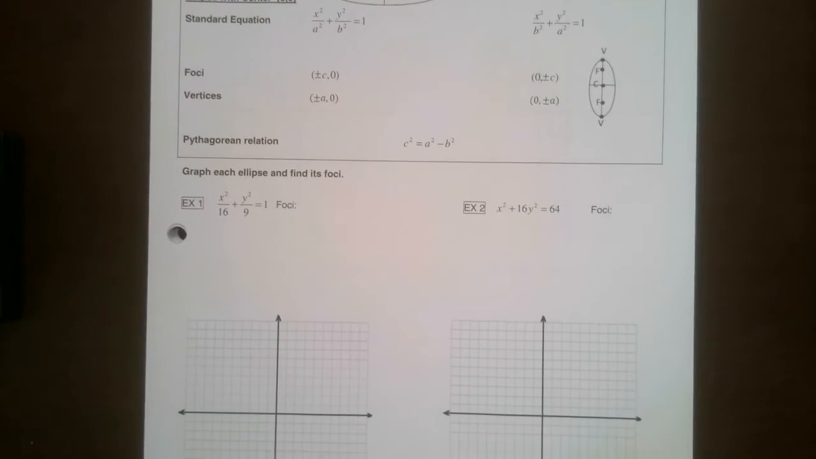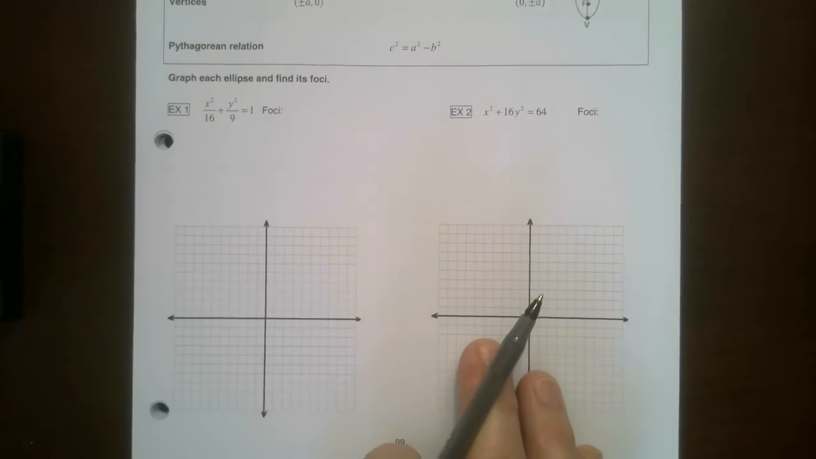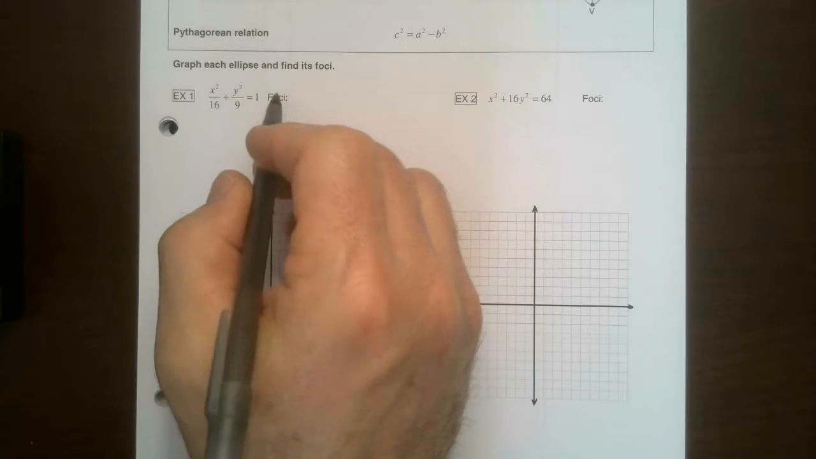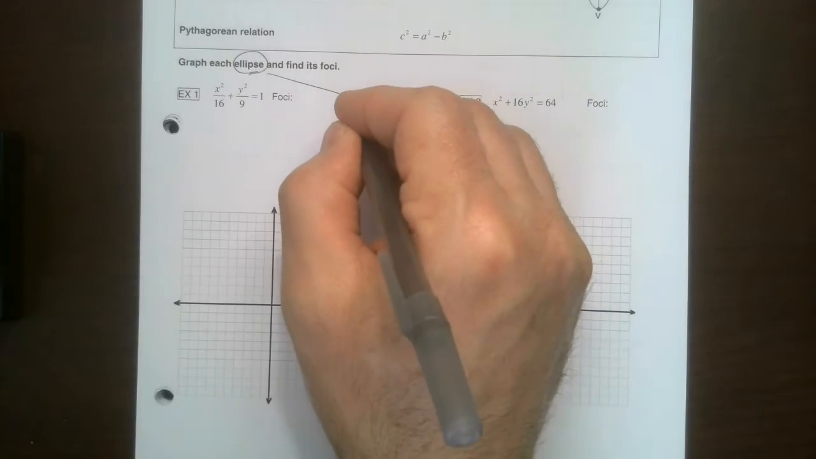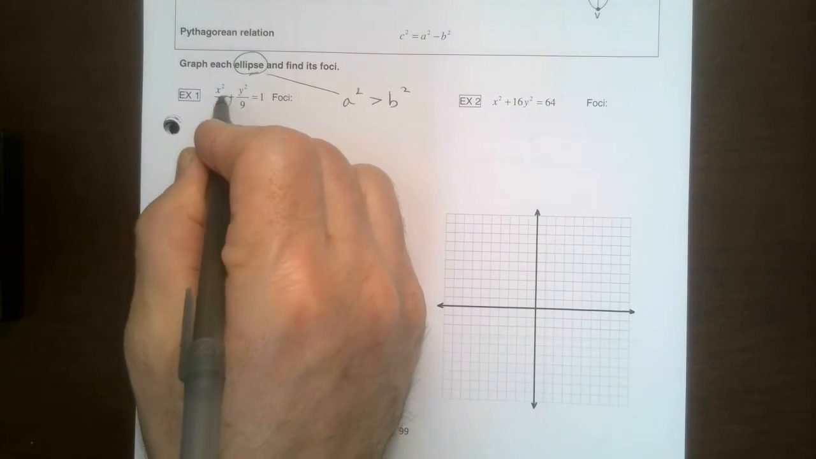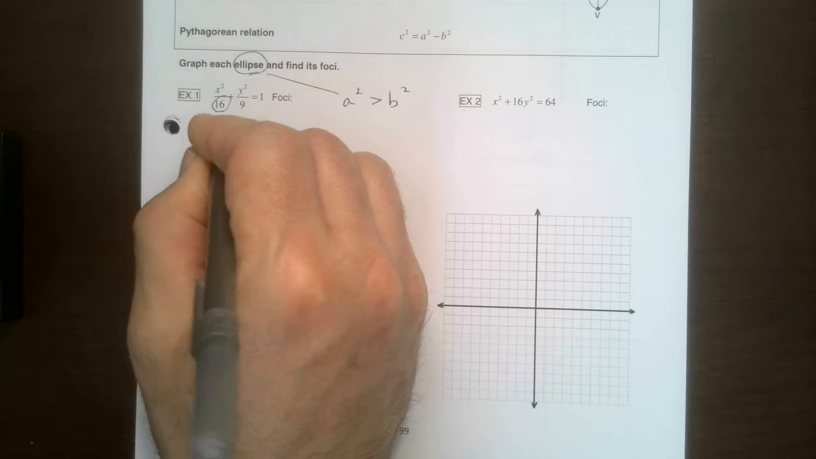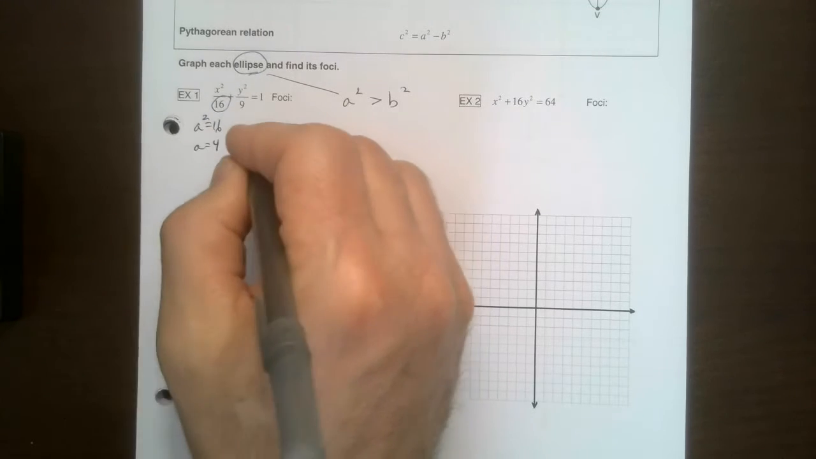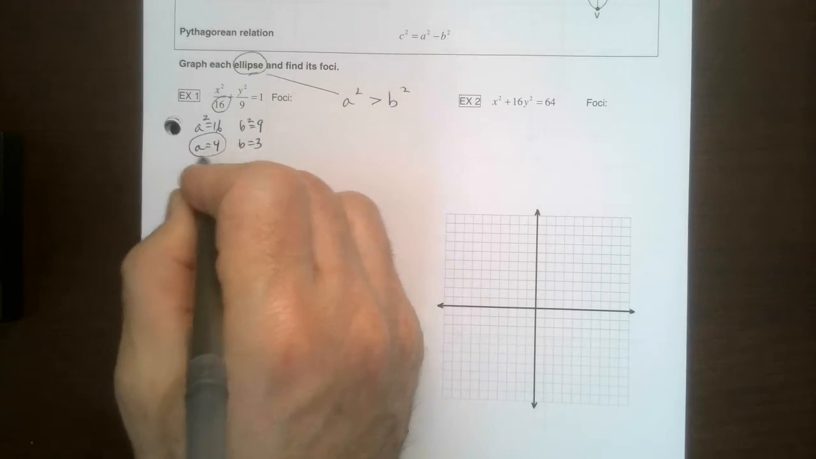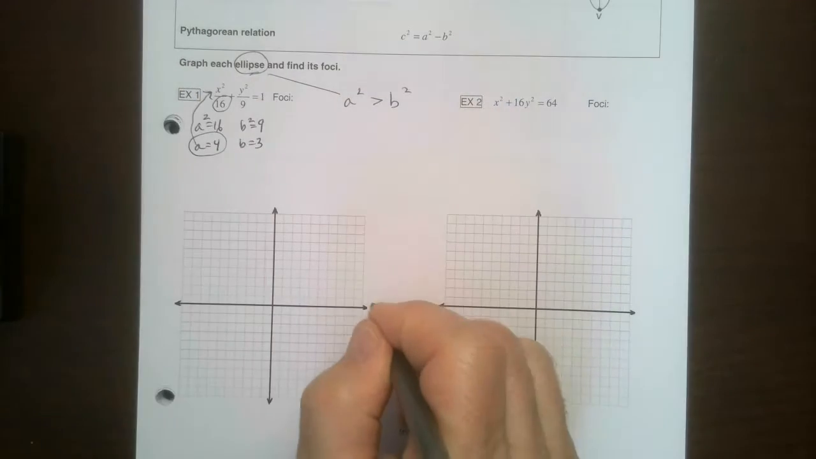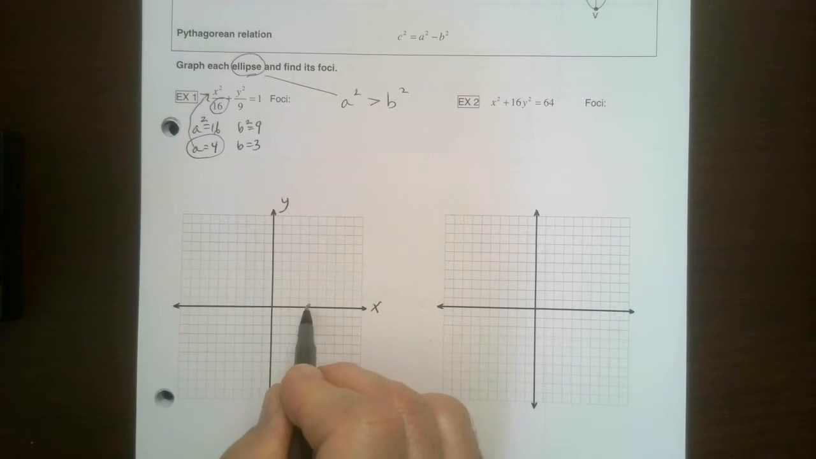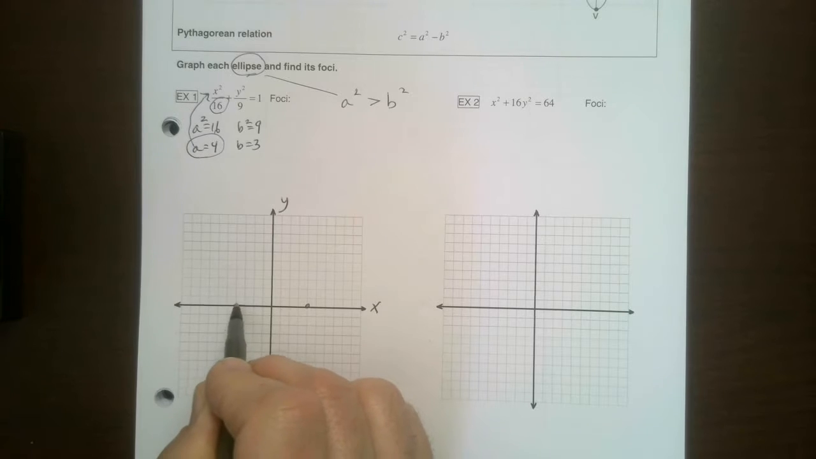So, this says, graph each ellipse and find its foci. Well, we know that when we're dealing with ellipses, a squared is always bigger than b squared. So this is a squared. A squared equals 16, so a is 4. B squared equals 9, so b is 3. This is how far I travel along the x-axis. Remember, this is my x-axis, this is my y-axis. 1, 2, 3, 4, put a dot. 1, 2, 3, 4, put a dot.